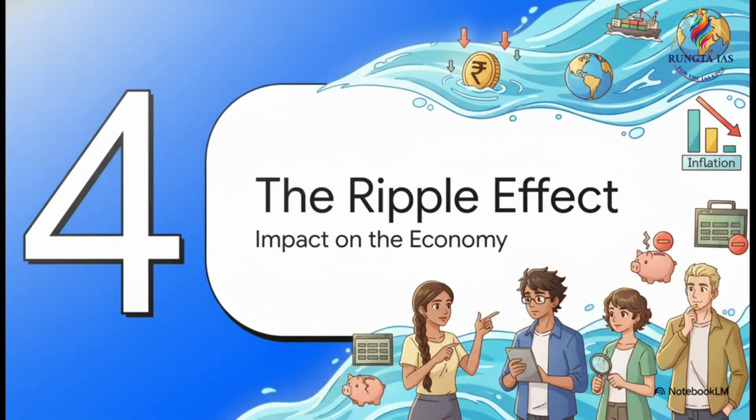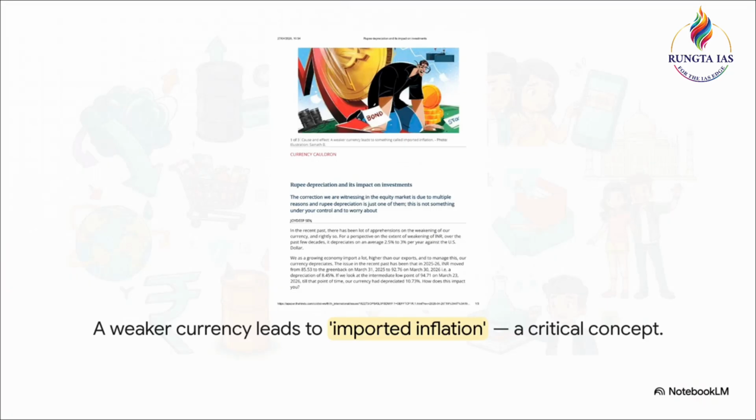Okay, understanding the causes is one thing, but for your mains answer, the real depth comes from analyzing the consequences. Think of it like a ripple effect. How does a weaker rupee spread out and touch different parts of the economy? This impact analysis is absolutely crucial. The first and most direct impact is a term you must remember: imported inflation. It's pretty straightforward. When the rupee is weaker, everything we buy from other countries, from oil to laptops to medicines, costs more in rupee terms. This higher cost eventually gets passed down to us, the consumers, and that's inflation. This keyword, imported inflation, is pure gold for your answers.